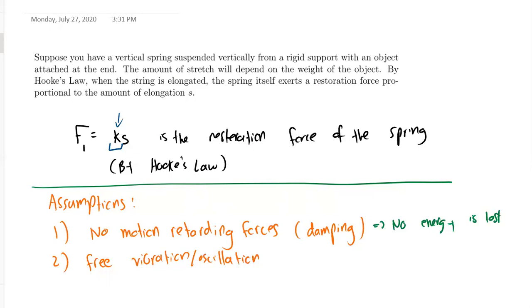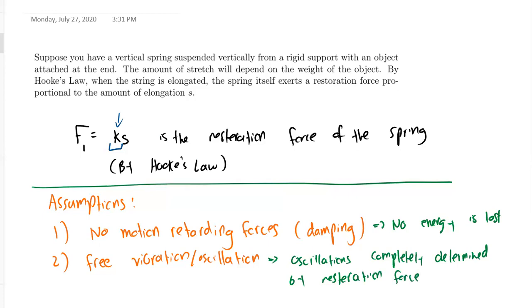Again, these are the assumptions. So here, let me write that this means that the oscillations are completely determined by restoration and weight. Okay, so it's the simplest system we can think of. So restoration force of the spring and weight of the object. Okay. So we have two forces.